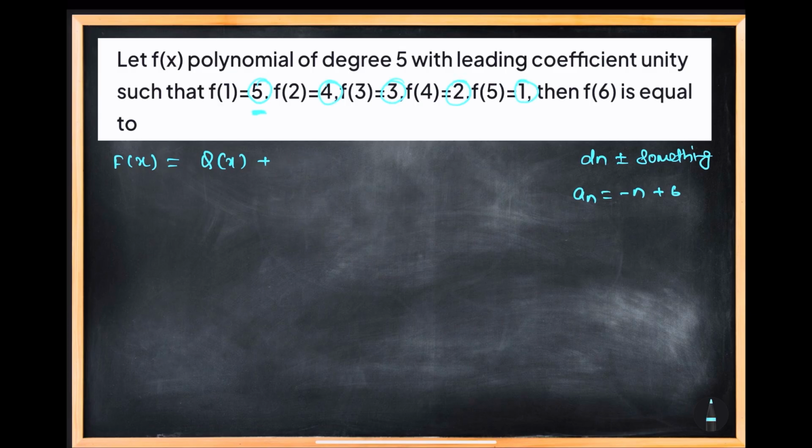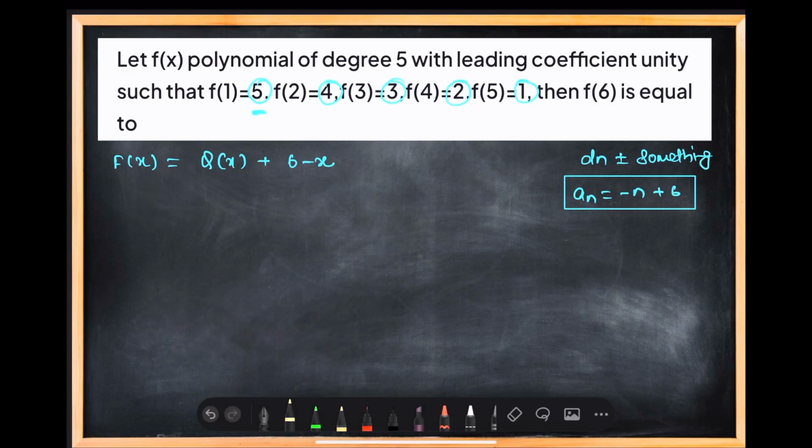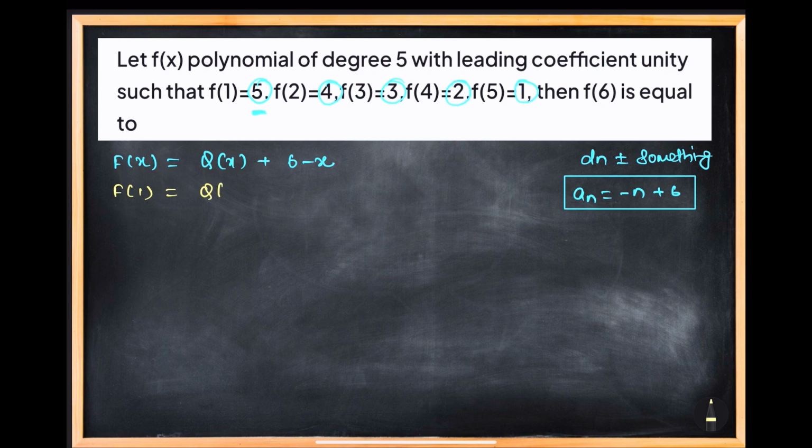Now let's replace this remainder with our remainder. You know that here the variable is n, but we have to write the polynomial in x, so we will be writing 6 minus x. So this is your remainder. Now look at how we will approach this. First I will use the first point. I will replace x with 1. So f of 1 is equal to q of 1 plus 5. You know that f of 1 is 5.